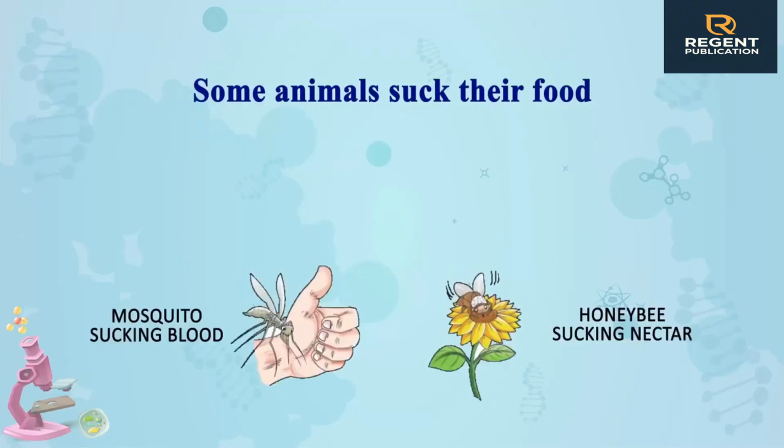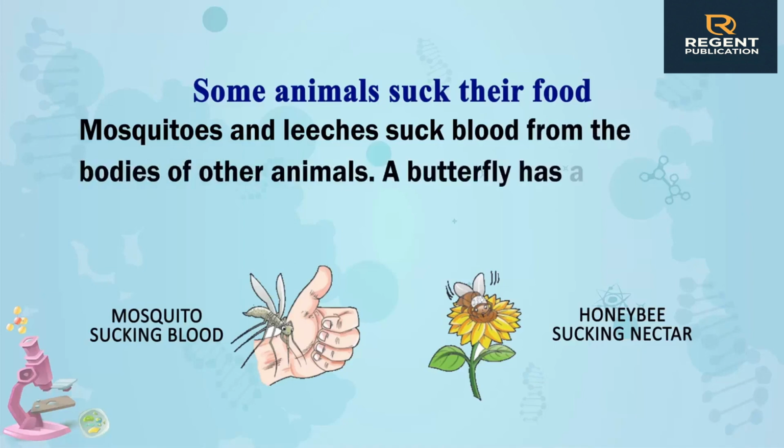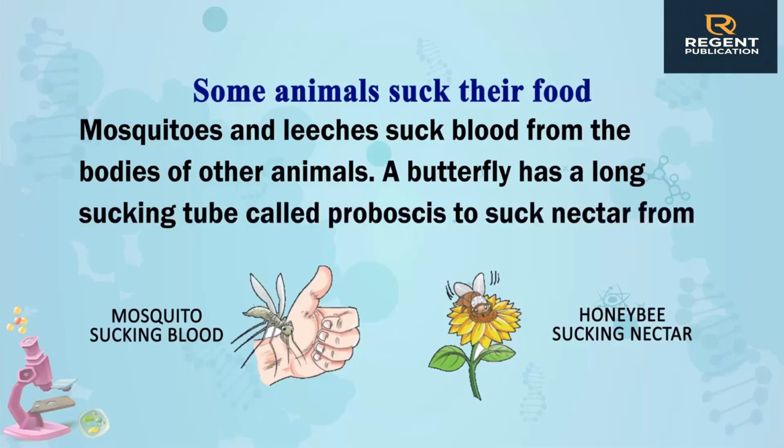Some animals suck their food. Mosquitoes and leeches suck blood from the bodies of other animals. A butterfly has a long sucking tube called proboscis to suck nectar from the flowers.